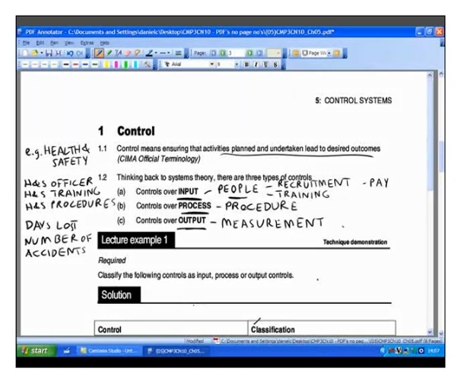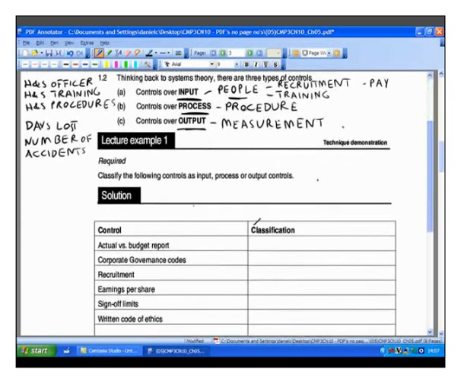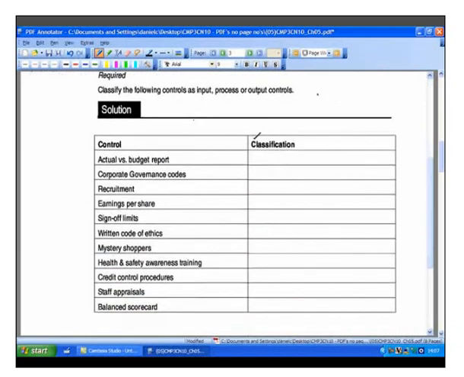Let's take that framework now and apply it to a number of controls. See if we can think about whether they are input, process, or output. So take a few minutes to see if you can do that for this list of controls.